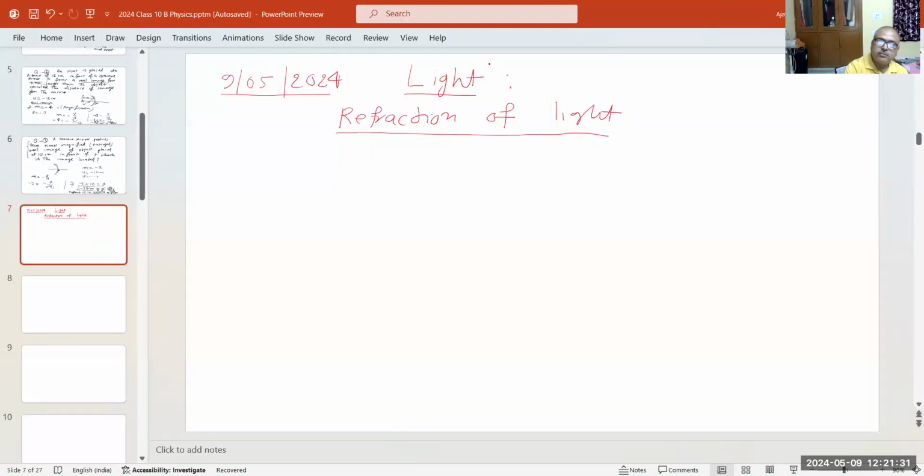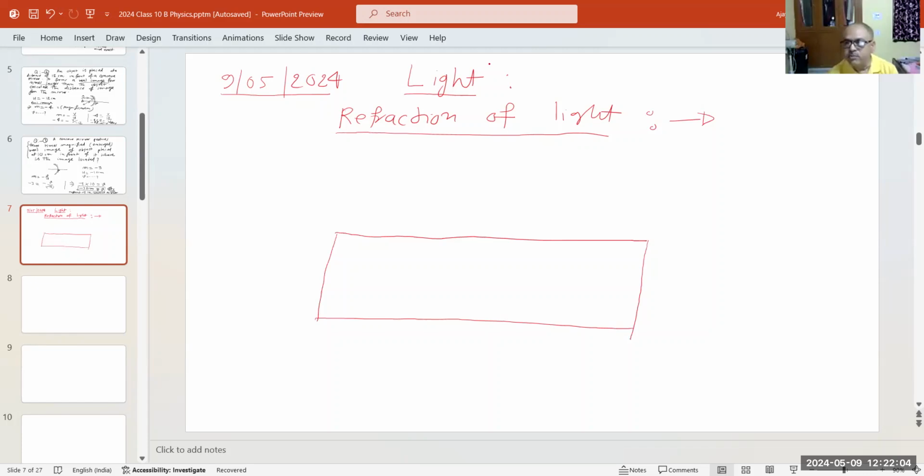Now let us see. After reflection, we will take up the concept of refraction of light. Okay, are you able to listen? You just think of medium when you are going to discuss refraction of light. You think of two kinds of medium. First medium, you just think of air medium.